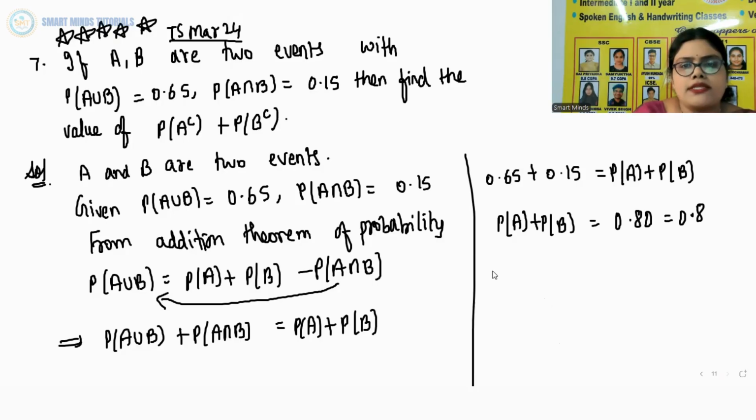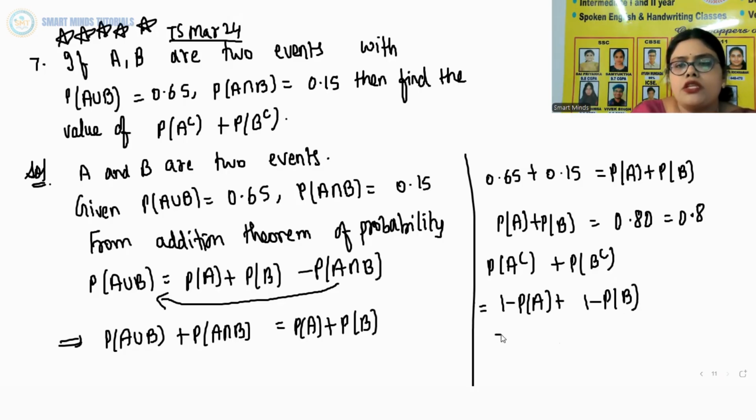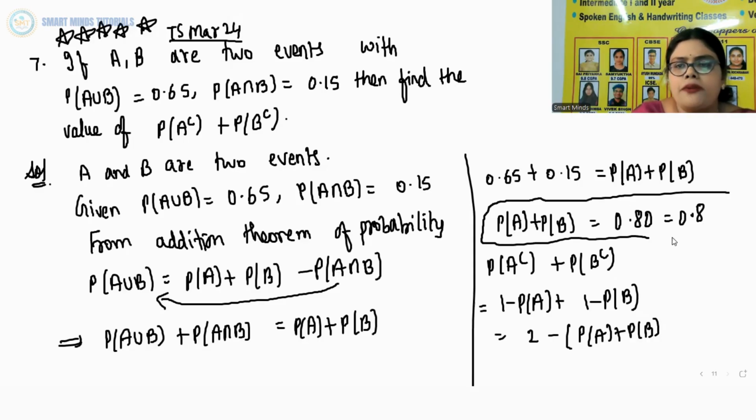Okay, now what they are asking us for? They are asking us for P of A complement plus P of B complement. As I told you in the last problem, P of A complement can be written as 1 minus P of A, and P of B complement can be written as 1 minus P of B. So 1 plus 1 is 2. If I take minus common, we can write P of A plus P of B. But from this step, if you see, P of A plus P of B is 0.8. So we can write 2 minus 0.8.